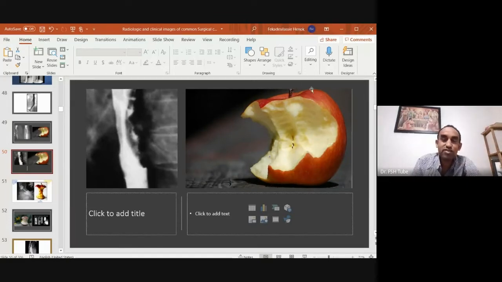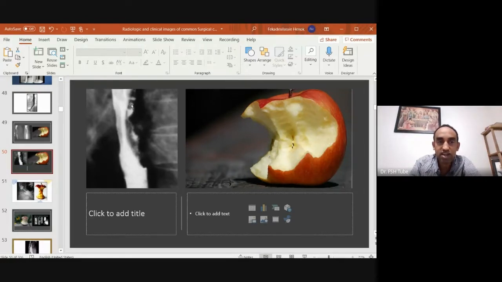So even though the orientation is not as if the apple is positioned, let's assume this is where there is no mass, so the contrast is going. Assume this red part of the apple is the contrast. So that is smooth, right? The wall is smoothly outlined. But on this side, there is going to be a filling defect. This area is the one occupied by the mass. And do you see this ragged surface? The inner part, the growth is irregular. So that's how it appears.